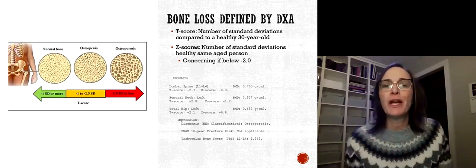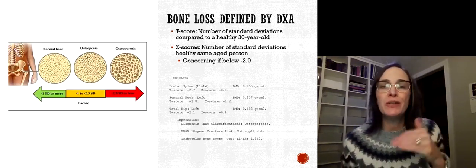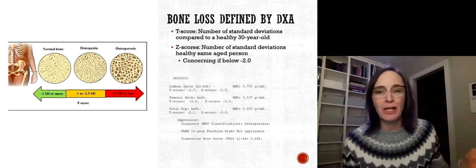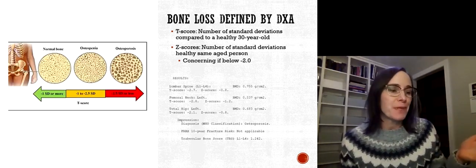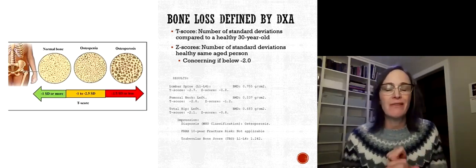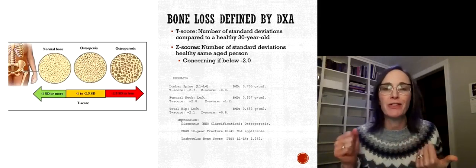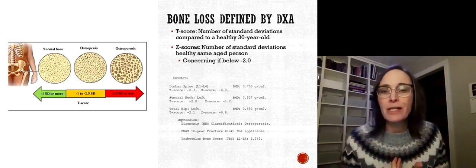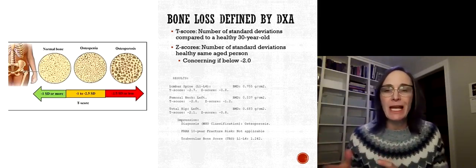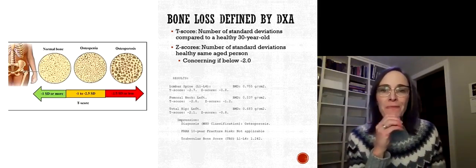It's concerning if it's below -2. Now, the way to differentiate these is we really only use Z-scores in anybody under the age of 50. So somebody may get a bone density test in a young person because they have HIV and they're at high risk for fracture, or they're on chronic steroids. They're not getting it as just a screening tool when somebody's aging. They're getting it for other reasons.